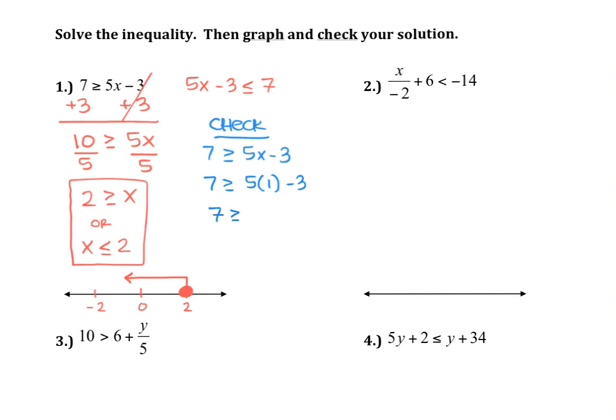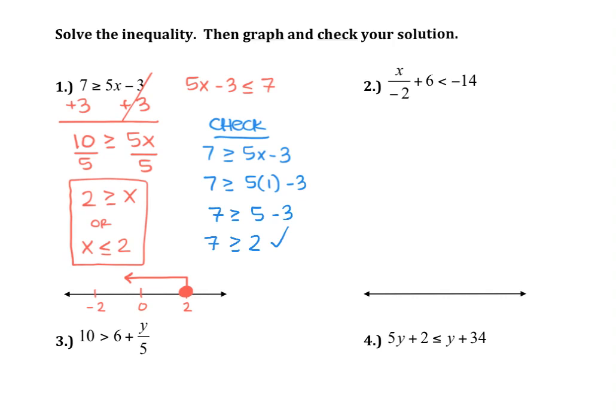So I've got 5 times 1 is 5. 5 minus 3 is 2, and 7 is greater than 2. That is a true statement. So I know I've got the right answer there. All right, let's go on and try number 2.